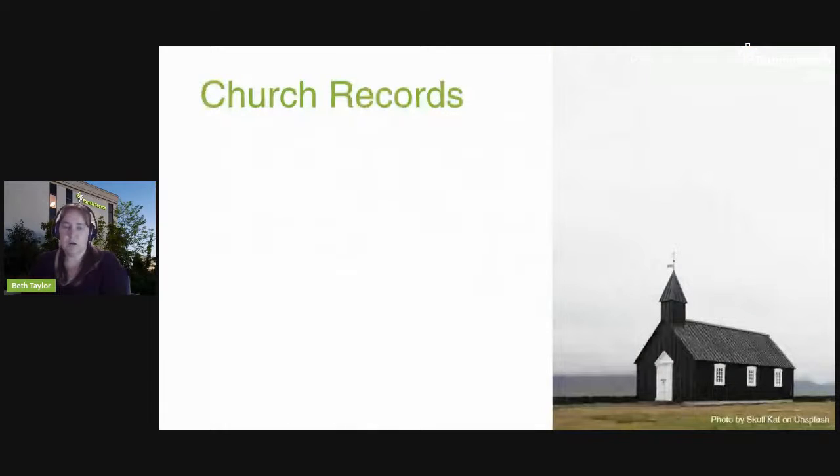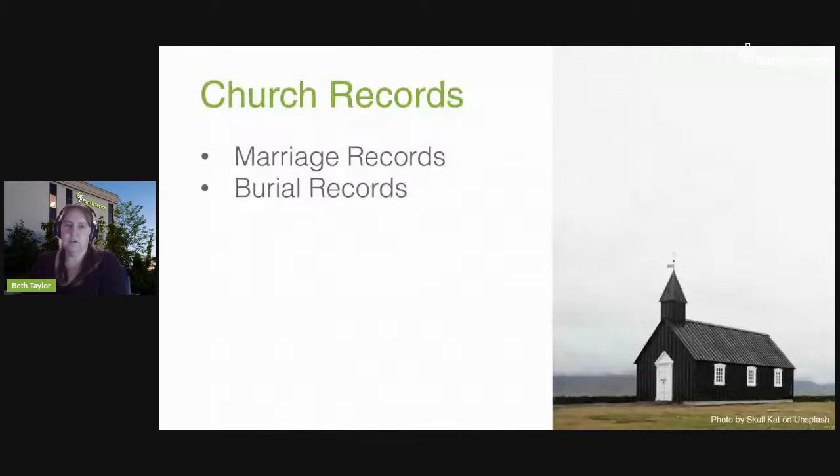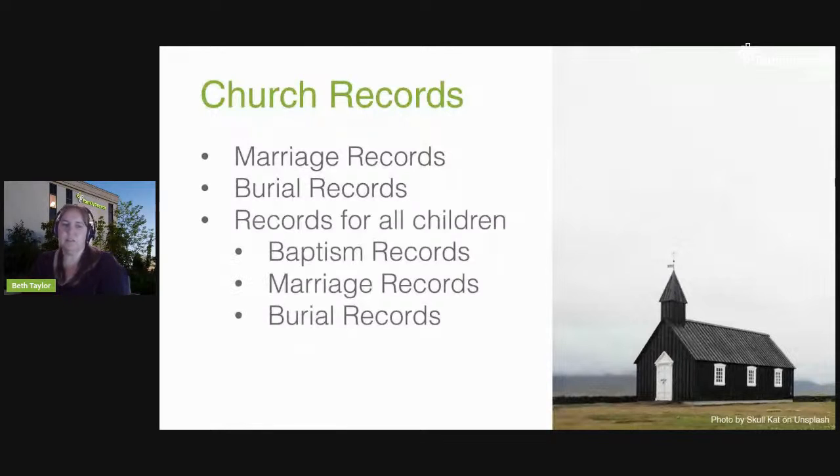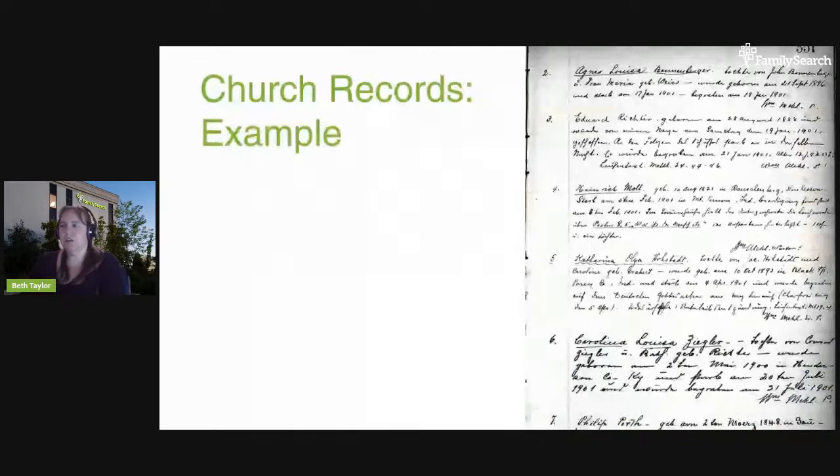Don't forget church records. A lot of immigrants would hold on to their connections to their religious community. So just like with vital records, look for their marriage. If they married here in the United States, look for burial records, and then the church records for their children as well. You just don't know what you're going to find when you get one really, really highly energetic priest who just writes everything down. So here's an example of a church record.